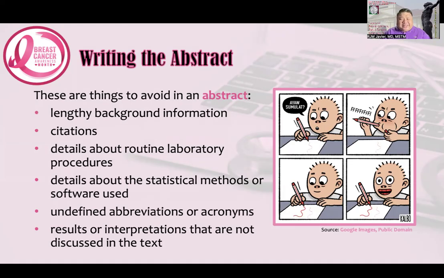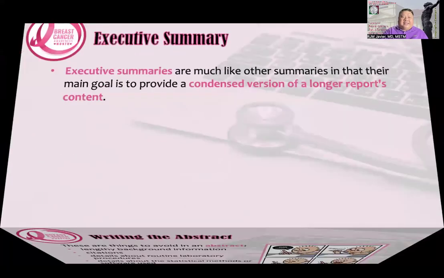Details about the statistical methods or software use, undefined abbreviations or acronyms. This is often something that I see even in published papers. So they often include acronyms, which is very difficult to understand if you're reading it for the very first time, and results or interpretation that are not discussed in the text.